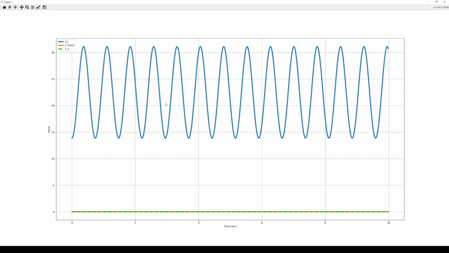Okay, so now let's look at the forces, those reaction forces that we were talking about. So this is the reaction forces for pendulum 1. And you can see we have FR. FR is oscillating back and forth. And would you look at that? F theta and Fz are 0. Okay, so that proves there is only one direction component of force, and it was the FR component, right? The other two are equal to 0.